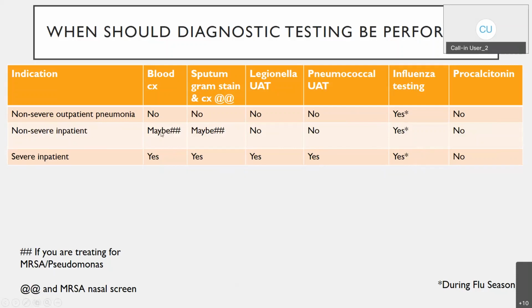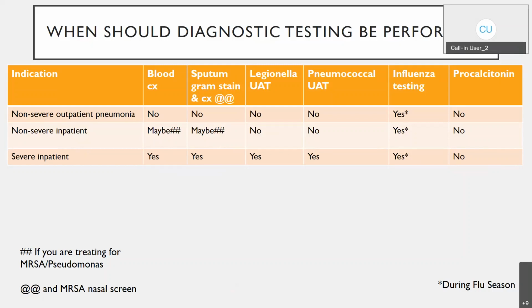You may consider doing cultures if the patient is going to be treated for MRSA or Pseudomonas, or if you would add the treatment if it were positive. So if you're starting therapy for MRSA or Pseudomonas, you should get cultures. Or if they're at risk, you should get cultures. So it's blood cultures, sputum cultures, and then we also recommend here at Metro getting a nasal screen for MRSA.